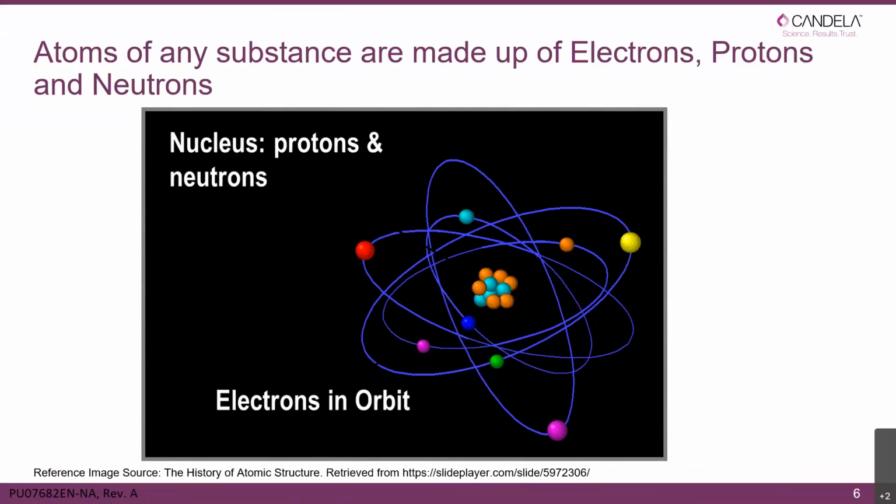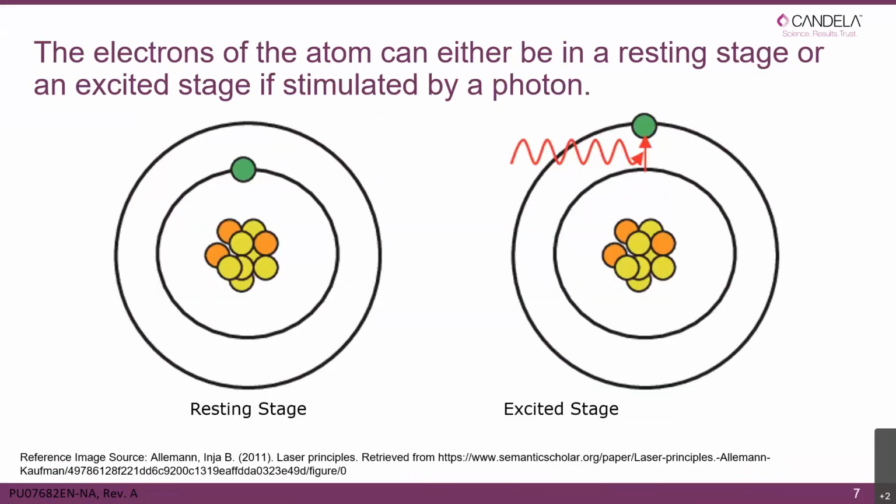Atoms of any substance are made of electrons, protons, and neutrons. The nucleus is where you find the protons and the neutrons, and the electrons sit in orbit around this nucleus. So the electrons of the atom can either be in a resting or an excited stage if stimulated by a photon. As you can see, in the resting stage it sits in the inner orbit, and as it becomes stimulated or excited, it moves into the outer orbit.